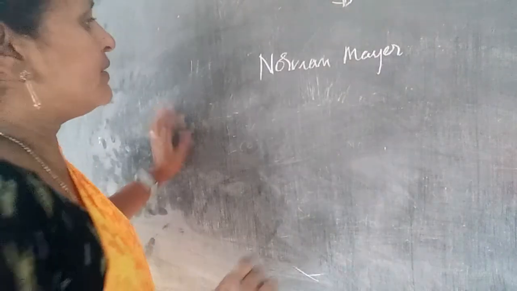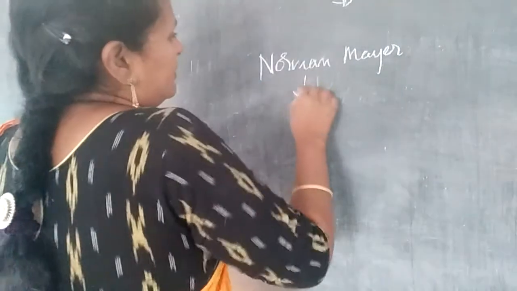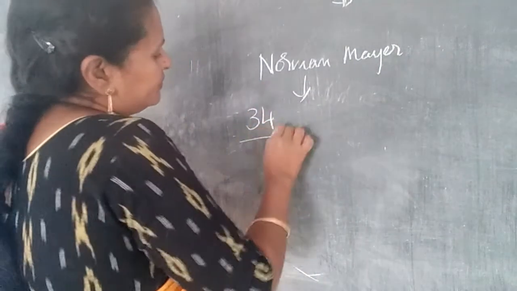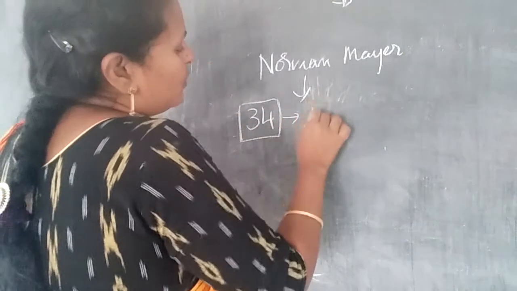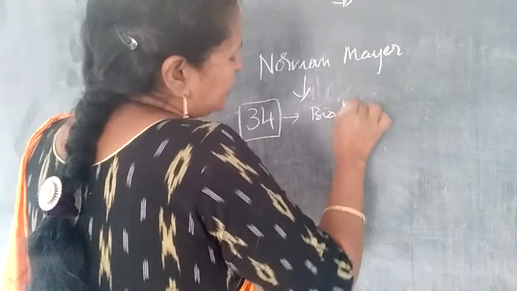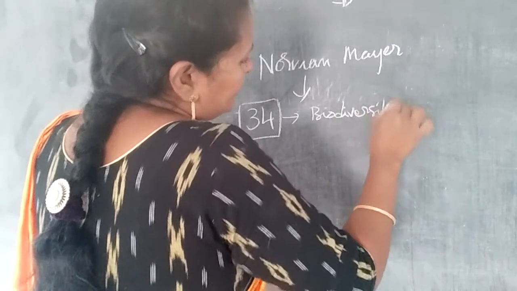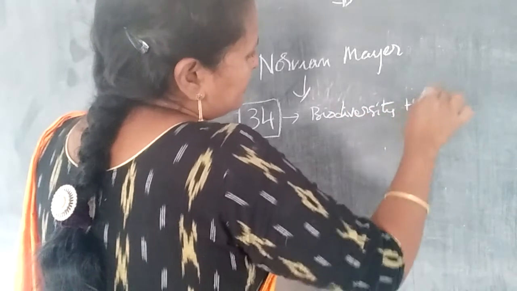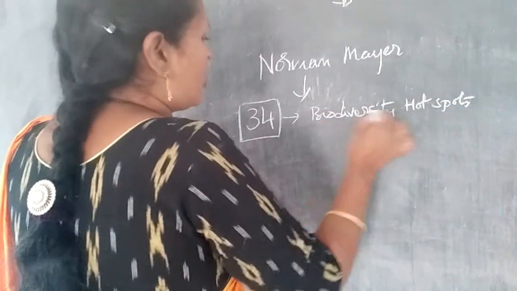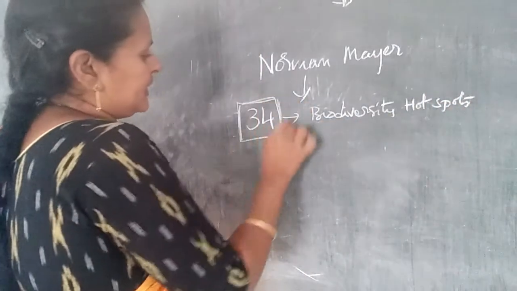Mainly 34 biodiversity hotspots are present in India. Biodiversity hotspots are mainly categorized into 34.